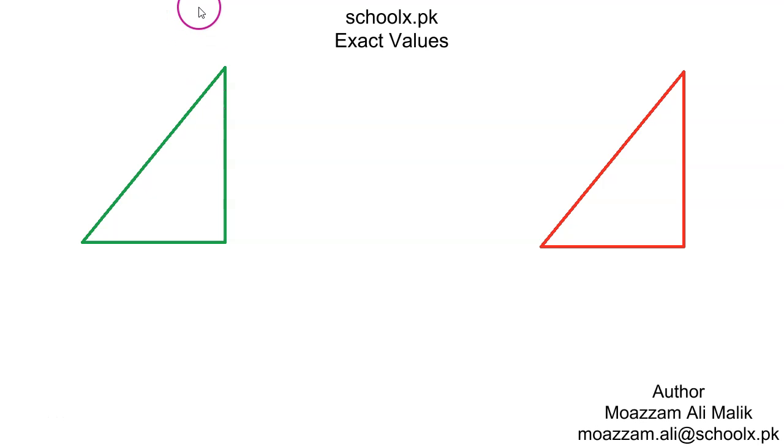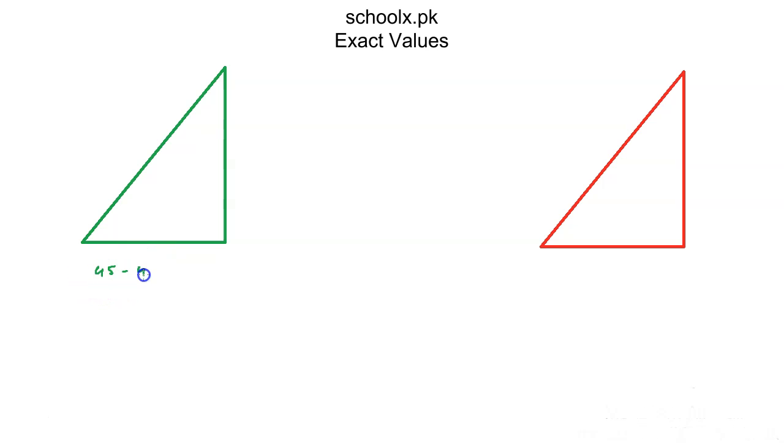In this lecture, we'll learn how to find the exact values of the sine, cosine, and tangent of 30, 45, and 60. For that, you need to learn two triangles. This is the first triangle. This is called the 45, 45, 90 triangle. This is the angle 90, and the other two are 45 and 45 respectively. The hypotenuse of this triangle is under root 2, and the sides are 1 and 1.